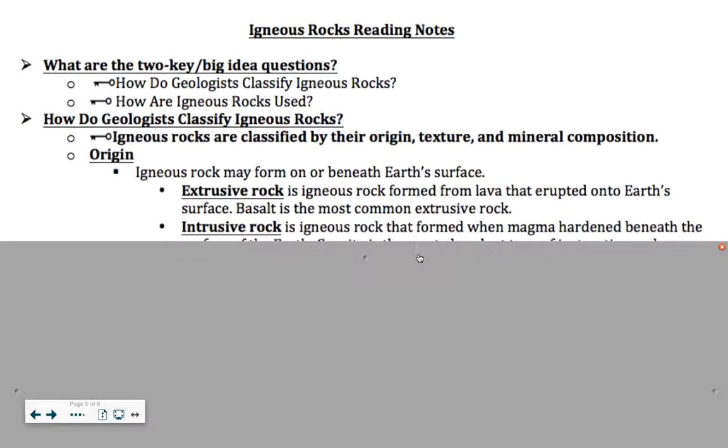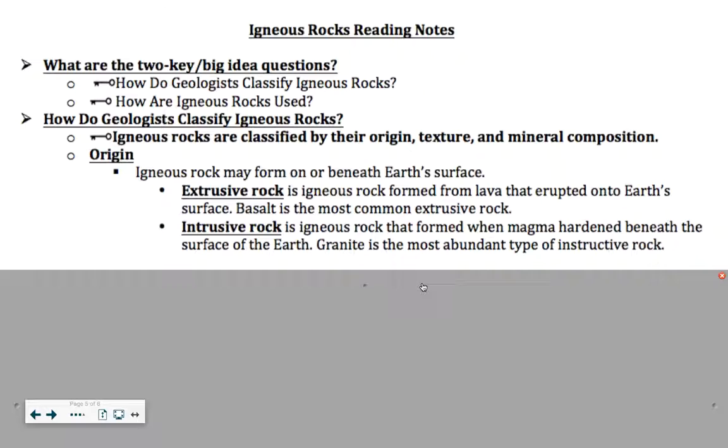So when you look at origin here, this is real big. Igneous rocks may form on or below or beneath the Earth's surface. So you have extrusive rock. Extrusive is igneous rock formed from lava that erupted onto Earth's surface. Basalt is the most common extrusive rock. Okay, so think of exit. It has exited the Earth. It has cooled very, very quickly on the Earth's surface.